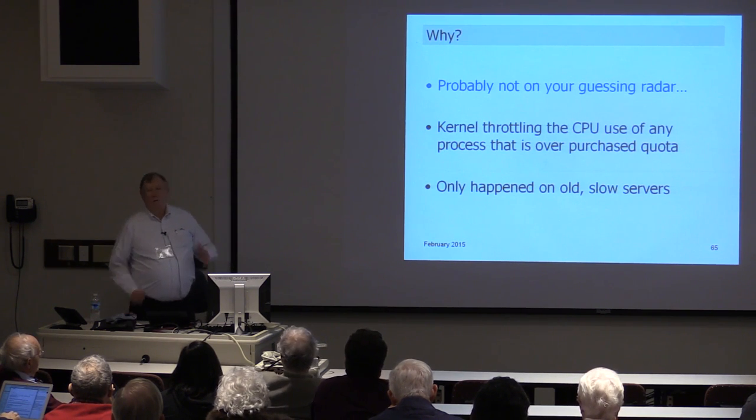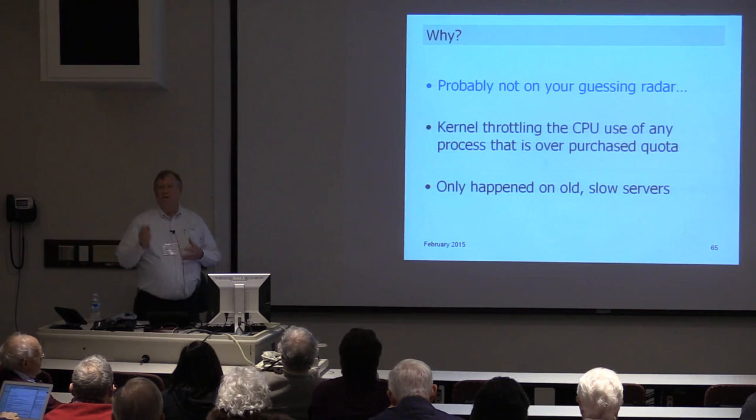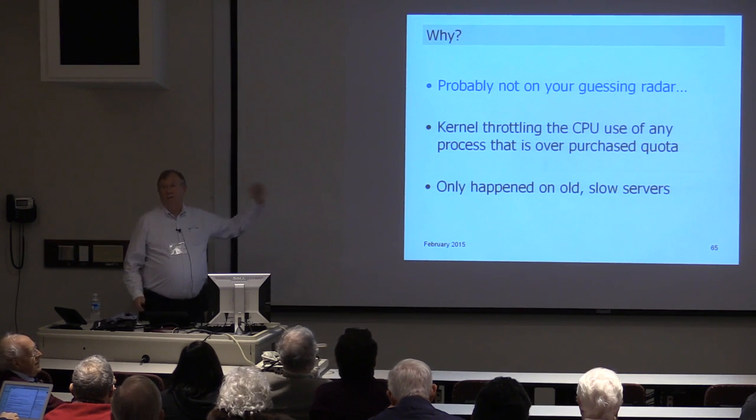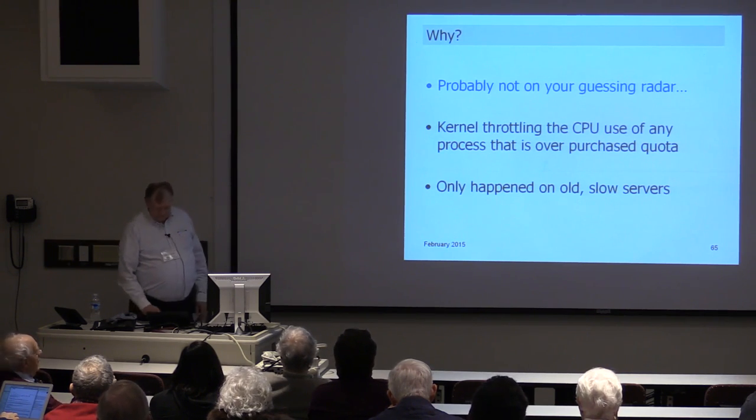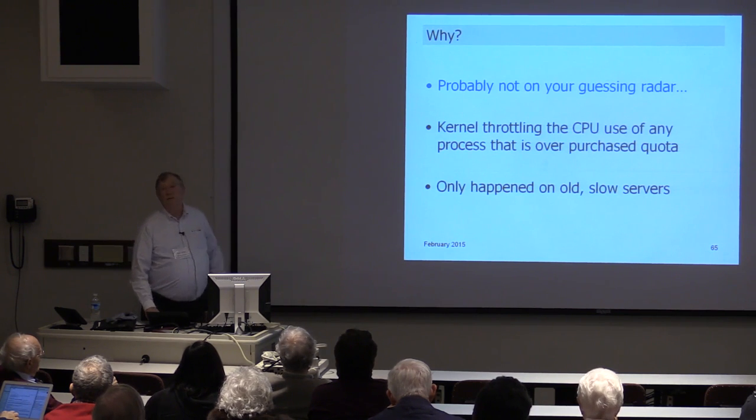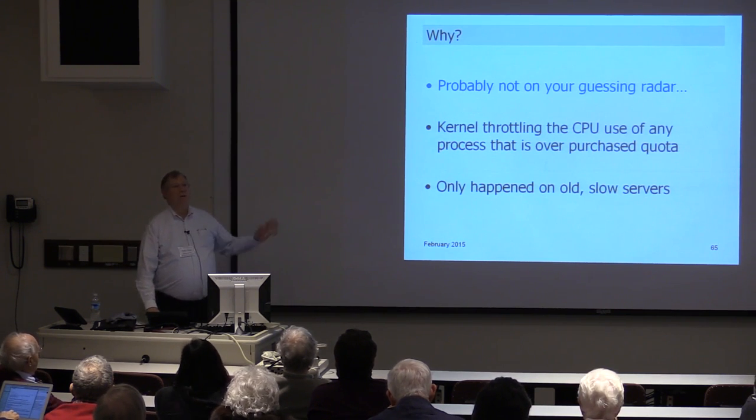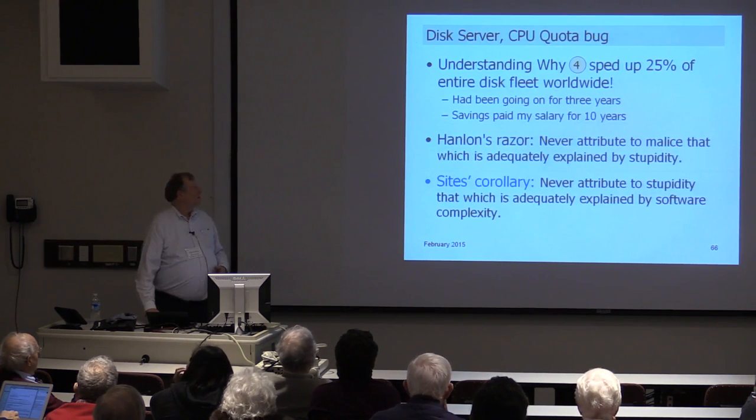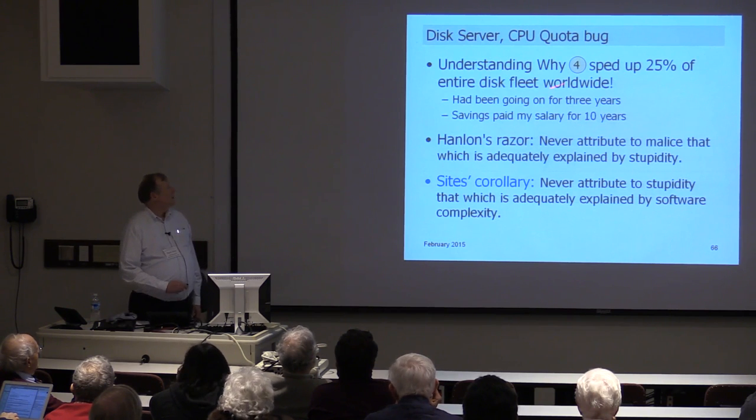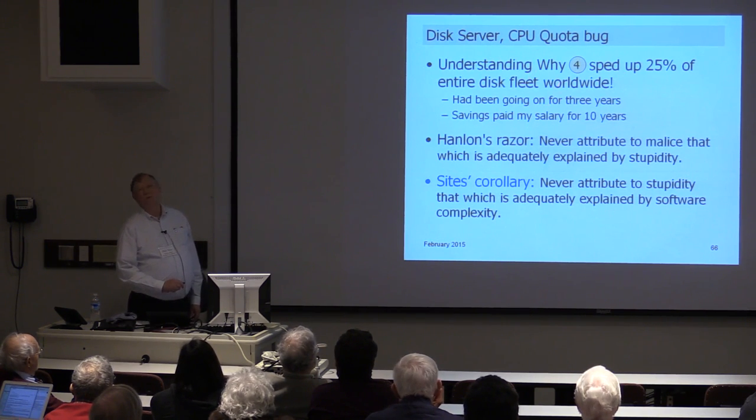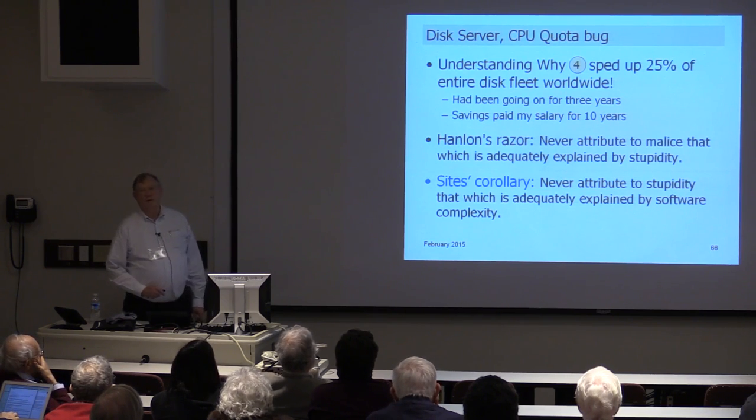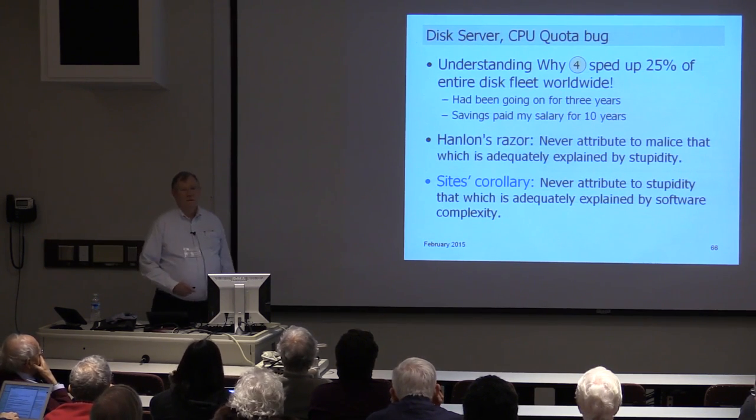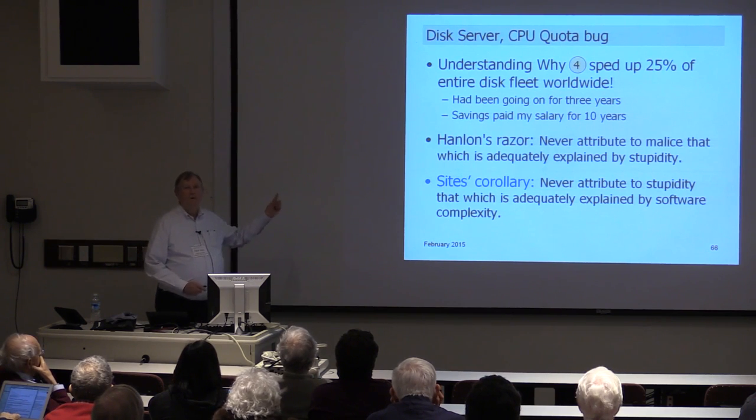And this is an environment where we like to give answers or searches back in 200 milliseconds, and this is 250 and up. He also found it only happened on older, slower servers, which were fundamentally under-provisioned as far as the internal accounting, the pricing. So fixing that, it had been going on for 3 years. Fixing it paid for my salary for 10 years. The picture I showed you is the picture that caused it to be fixed.